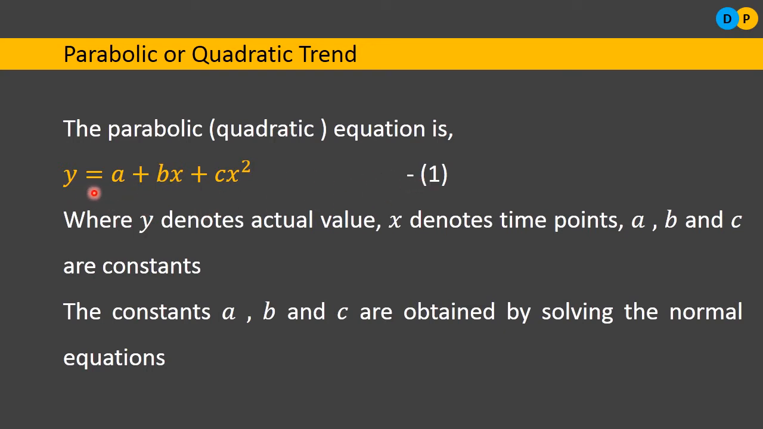As you can notice here, there are many different terms or notations in this particular quadratic equation. Here y refers to actual variable values, and x denotes time points, and a, b and c are the constants. So here we need to find the constants. How to obtain the values for the constants a, b and c? The values for these constants can be obtained by solving the normal equations. Since there are three constants, we will be considering three normal equations.